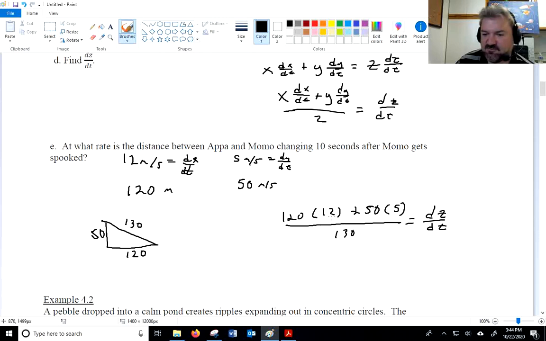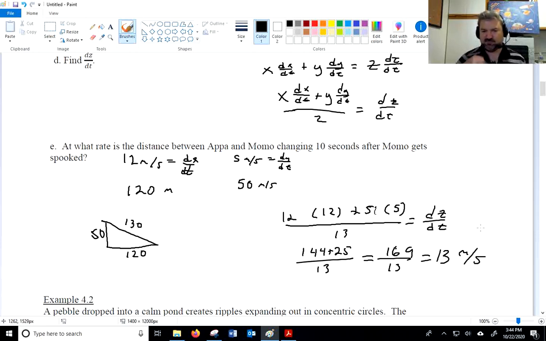Now we could try and calculate this, and probably should, but if this was a free response question on the AP exam, we would just leave it the way it is. So first of all, I'm going to divide all three of the terms by 10. That gives me 12, 5, and 13. 12 times 12 is 144. Then I've got plus 25 over 13. So this is 169 over 13. So the answer is 13 meters per second.